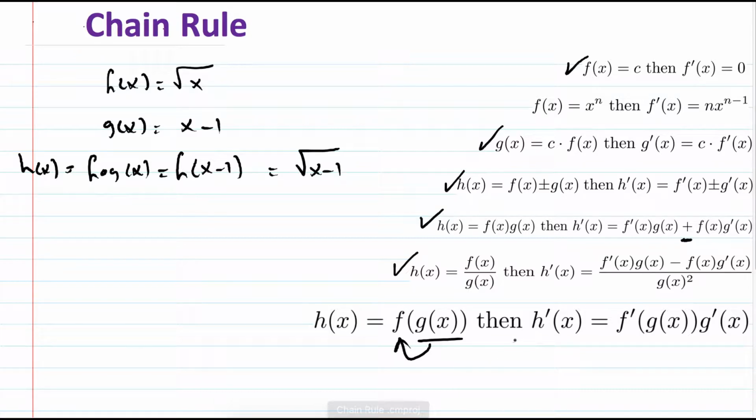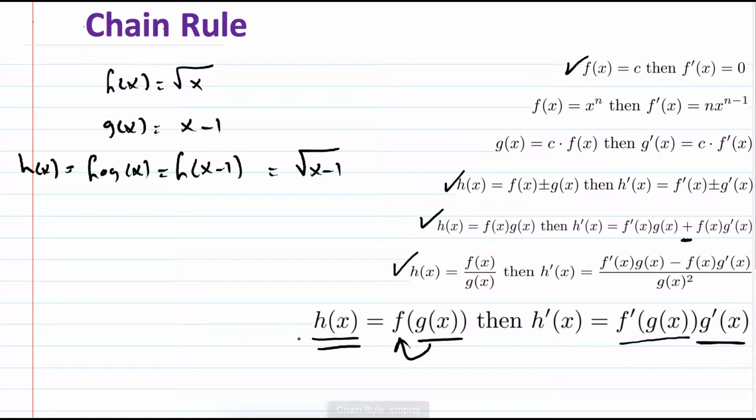Okay? Then h prime of x, if you want to find the derivative of this function, basically what you're going to do is you will find the derivative of the big function, you'll find the derivative of the mom function, you'll find the derivative of f of g of x, and then you're going to multiply that by g prime of x. You're going to multiply by the derivative of the function that is inside f of x. Okay? That is what you're going to do right here.